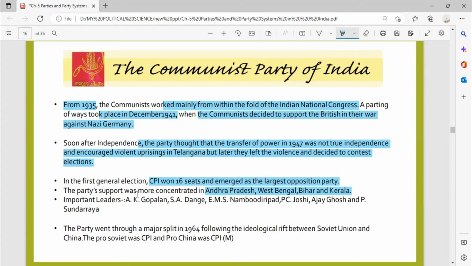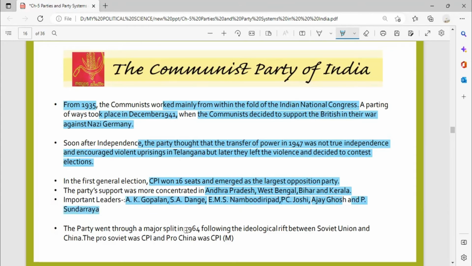So, most important leaders. Now, this question, match the following, where on one side you will have the names of these people, and on another side you will have the parties. So you have to match them. This comes in your examination also. So important leaders: A.K. Gopalan, S.A. Dange, then E.M.S. Namboodiripad, remember this will come. Okay. P.C. Joshi, Ajay Ghosh, and P. Sundarayya. So these were important leaders of the Communist Party of India.